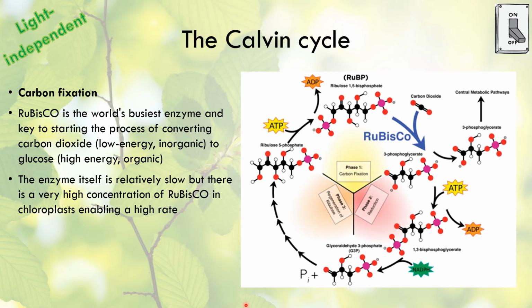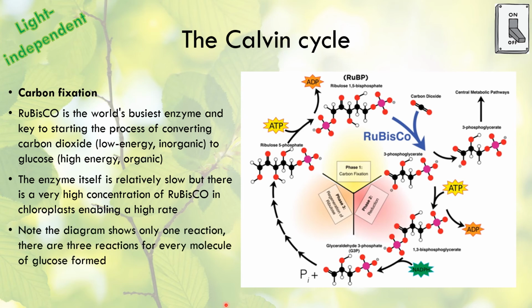The enzyme itself is actually quite slow, but because we have a very high concentration of Rubisco in our chloroplasts, this enables the Calvin cycle to just continue to go. It's super saturated with Rubisco, so even though it works slowly, we've got a lot of it to cause this reaction to occur. Note this diagram only shows one cycle, one reaction of this whole process. For every molecule of glucose formed, we actually have 3 turns of the cycle. All right, so there are 3 reactions for every molecule of glucose formed.